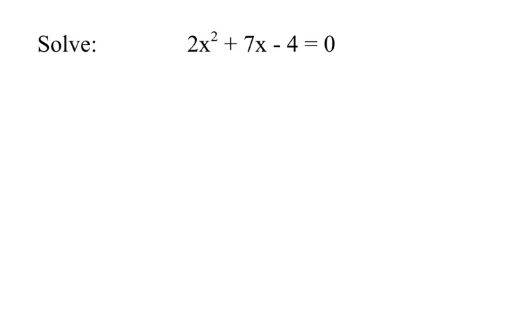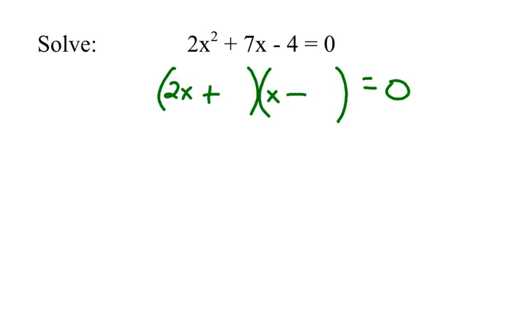So last example, 2x squared plus 7x minus 4 equals 0. It's a quadratic. It's already in standard form. We're ready to factor it. Second sign is negative. I automatically have a plus and a minus. Factors of 2x squared are 2x and x. Factors of 4 could be 4 and 1 or 2 and 2. We need to decide which one to use.